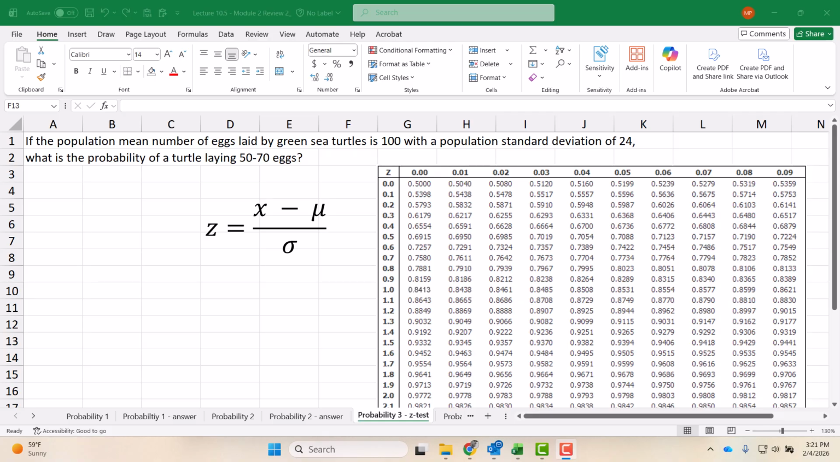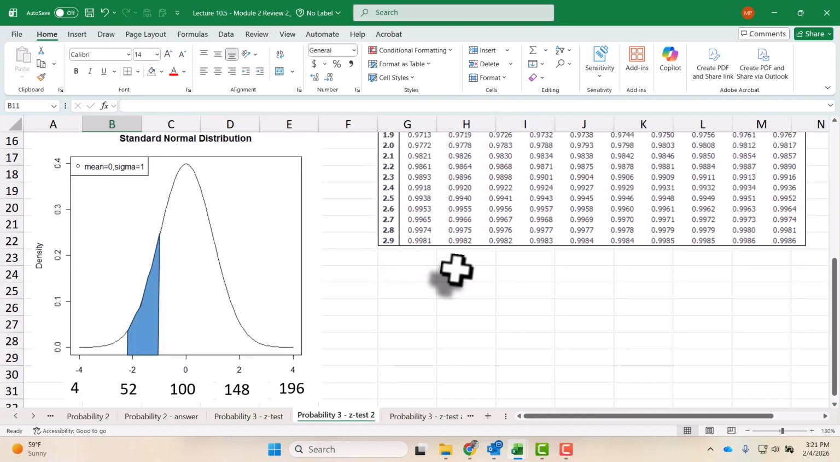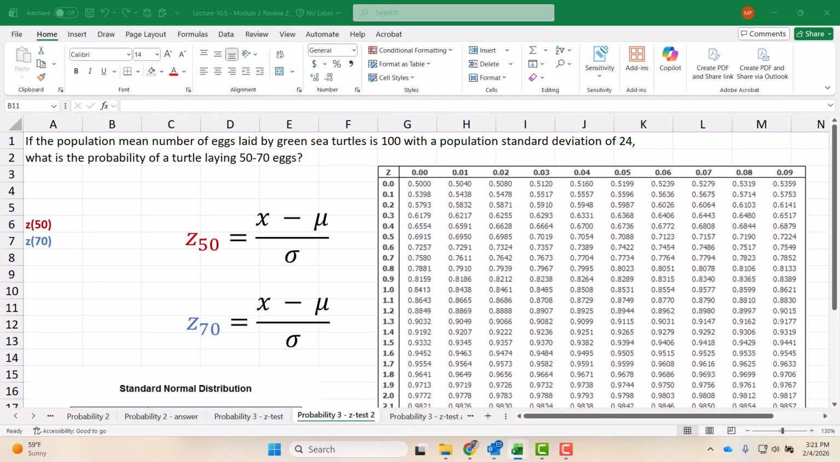Now, having this as an interval tells us that we're going to need to calculate two different z-scores. And we could go ahead and do this immediately. But what's recommended is to create a probability distribution plot for ourselves, in which we have the mean in the center of 100, and then to the left, we have our interval of interest. On the left side is 50, on the right side is 70. And this section in blue is what we're interested in calculating using this test. So to start, we need to calculate what the z-score is for 50 and for 70.